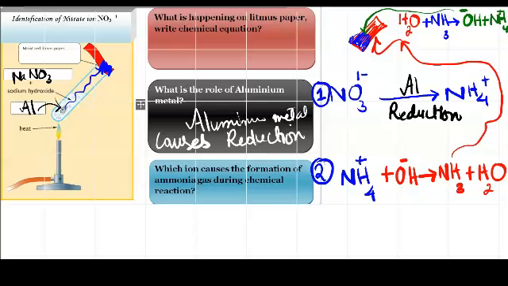In the second step, the question is asked which ion causes the formation of ammonia gas during the chemical reaction. So which ion causes the formation of ammonia gas? It is ammonium ion when it reacts with the reagent. What is this reagent? This is sodium hydroxide. So I have written the ionic equation, so that is why I have taken ion. I hope you understand it.